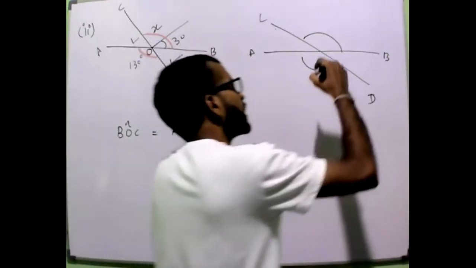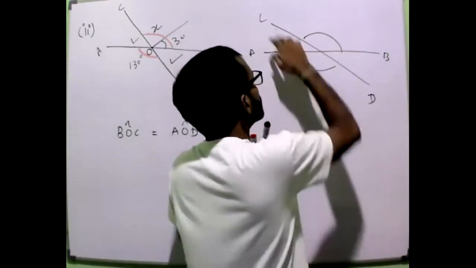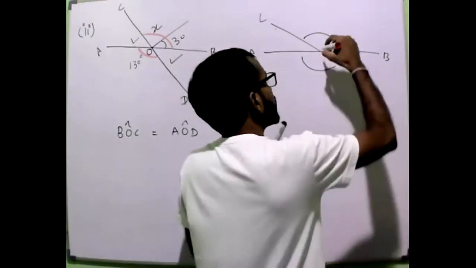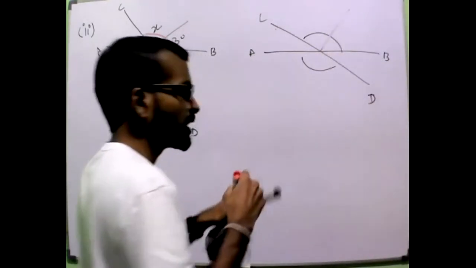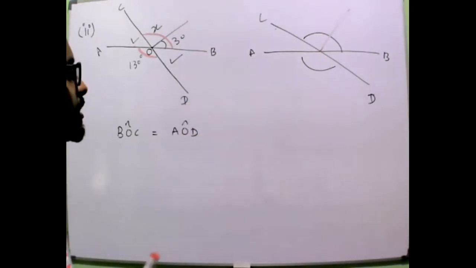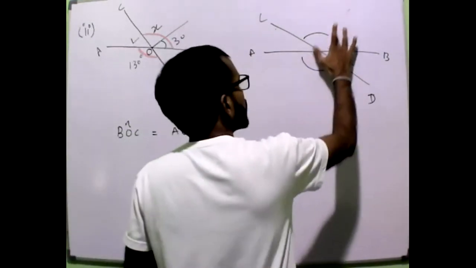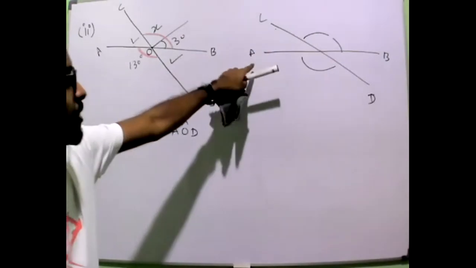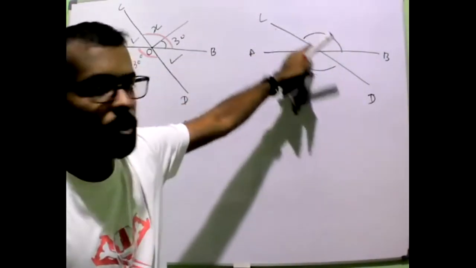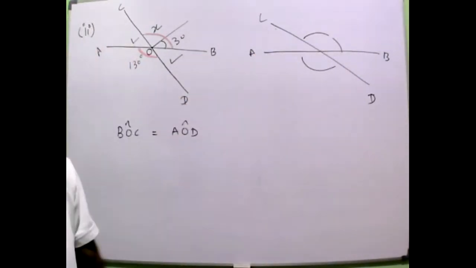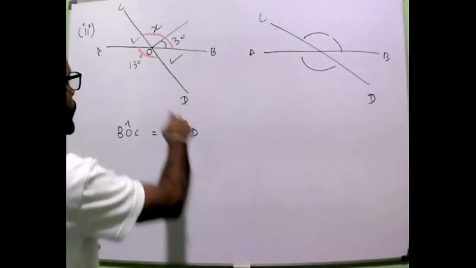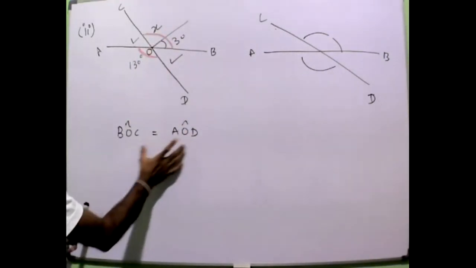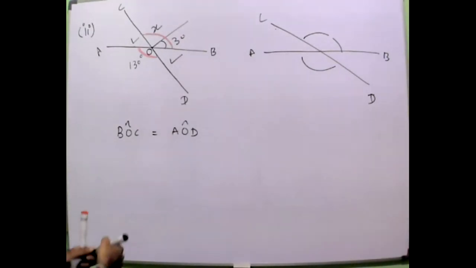So basically they have divided this COB top angle into two angles like this. This is what they have done, right? Very simple, you can understand it. Without this middle one, you can see two vertically opposite angles because AB and CD are straight lines. So BOC and AOD are vertically opposite angles, then they are equal, right?